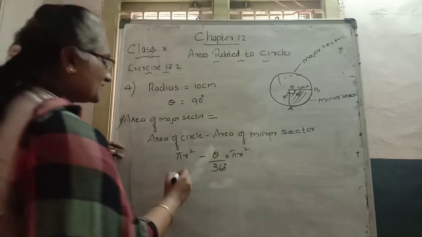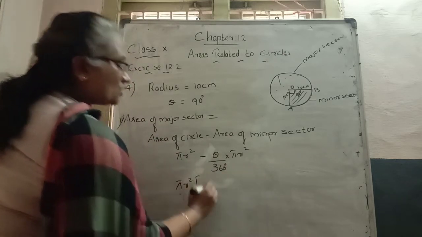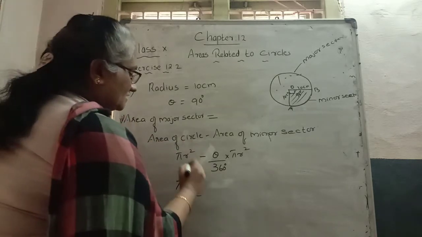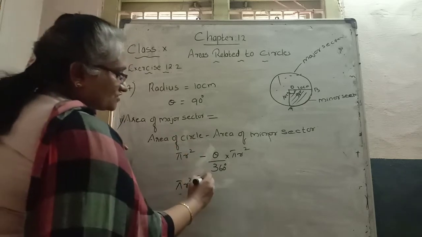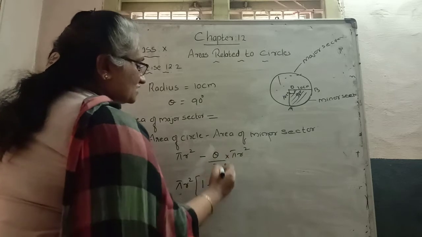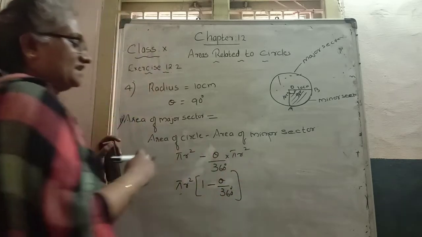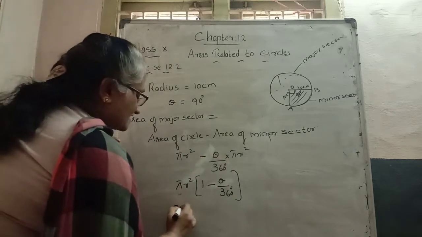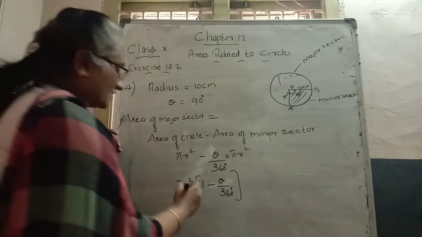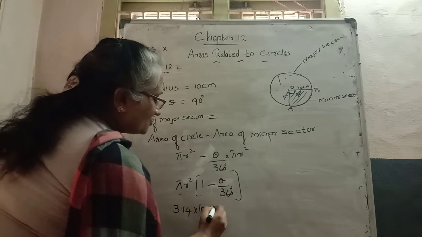Which value is common there? In the first term and second term, pi r square is common. Take that value outside. Then instead of the full, which value remains? 1 minus theta by 360 degree remains from the second part. The value to substitute in place of pi is not 22 by 7, since they already mentioned 3.14. Radius how much? 10. So r square means 10 into 10.